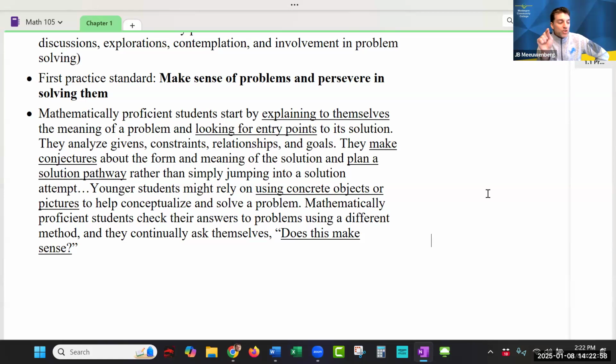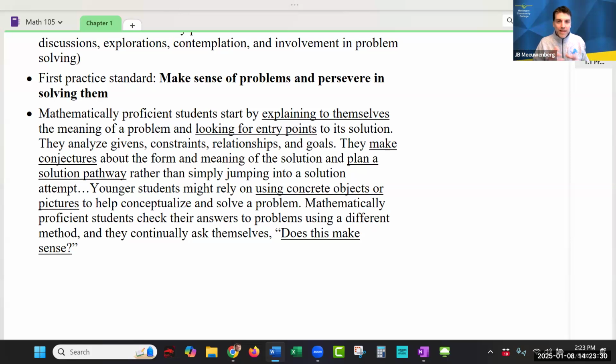Mathematically proficient students check their answers to problems using a different method, and they continually ask themselves, does this make sense? Does this make sense? That's a lot, right? There's a lot going on there. But that's what it means to be a mathematically proficient student. Nowhere in that statement does it say, get the right answers.